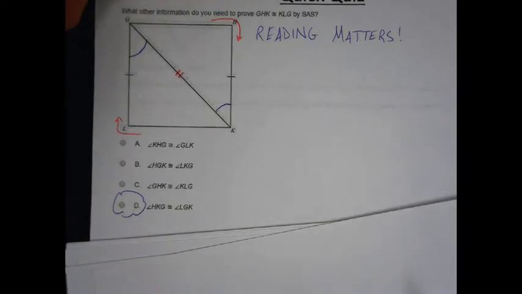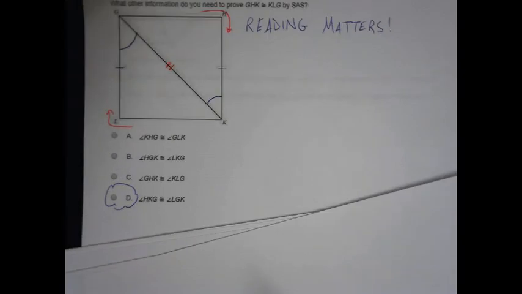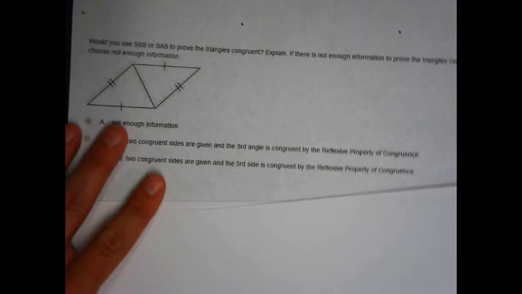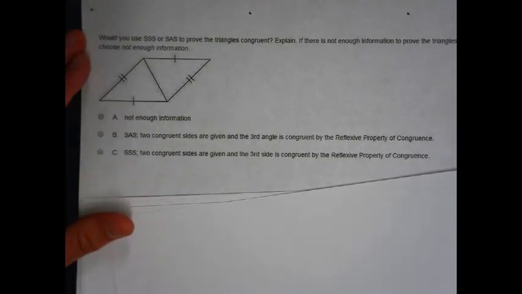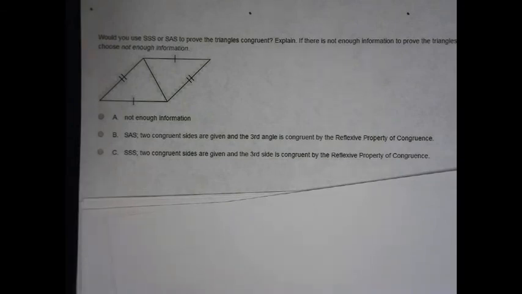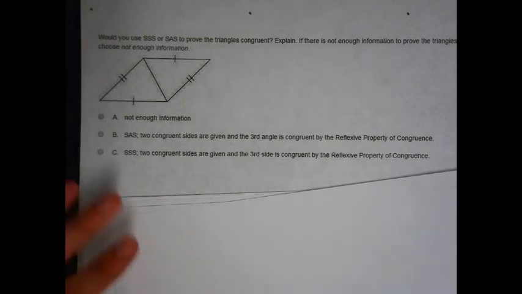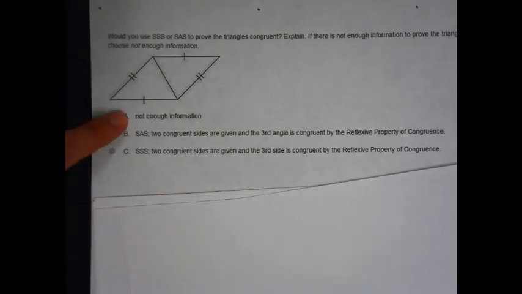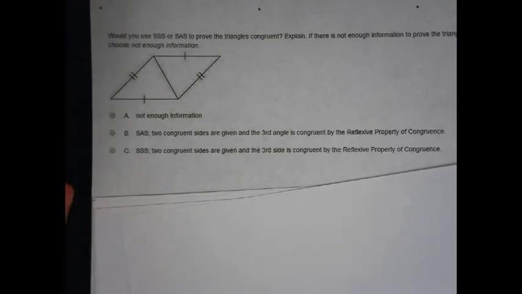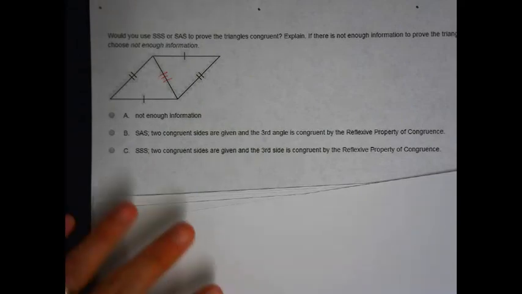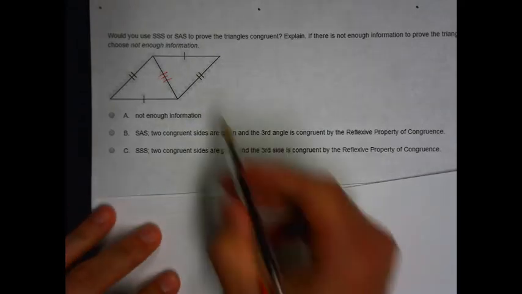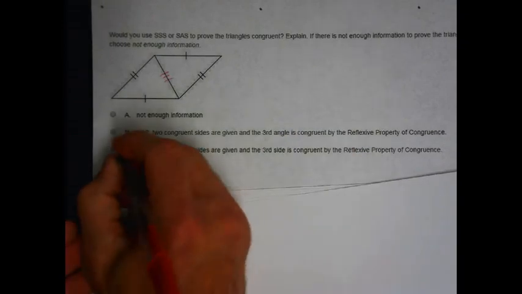One last question for a quick quiz, and then we'll be all set. So this one has a lot of words, right? But we have this diagram here. The question is, would we use side, side, side, or side, angle, side to prove the triangles congruent? And if there's not enough information, choose not enough information. And so we have this diagram, and we can either pick not enough information, side, angle, side, or side, side, side. So which one will we use? Hopefully this one's nice and easy. Reflexive property of congruence. And now we know that side is congruent to itself, so we have side, side, side. Must be C. Okay?